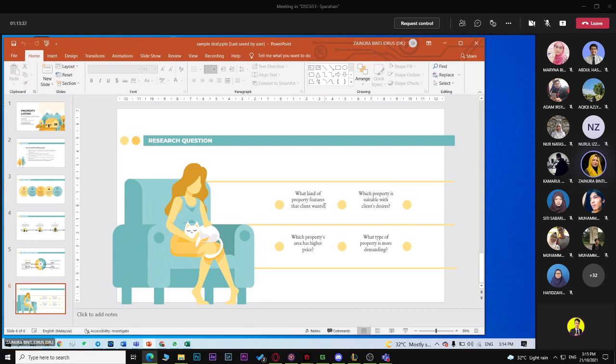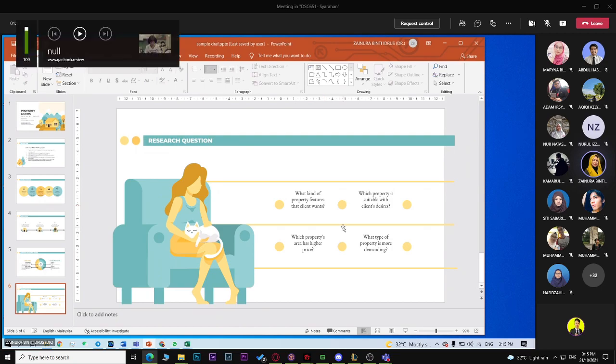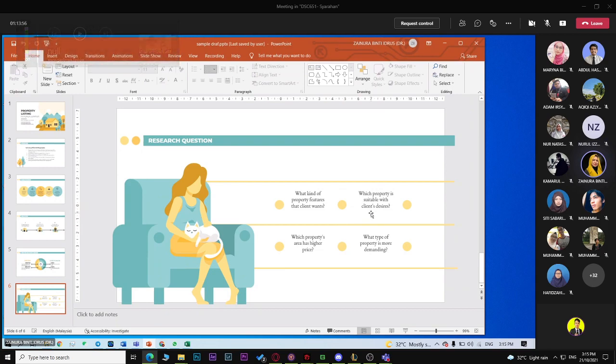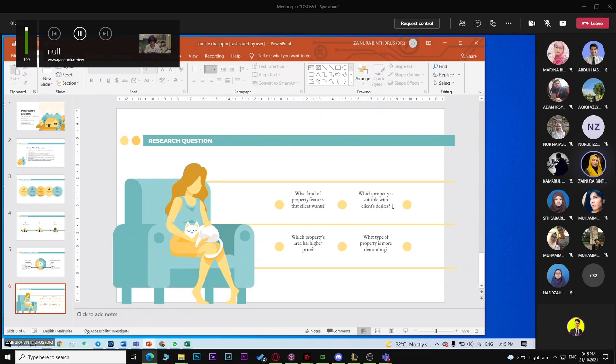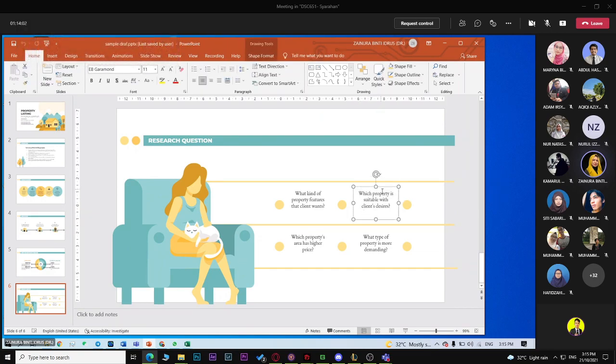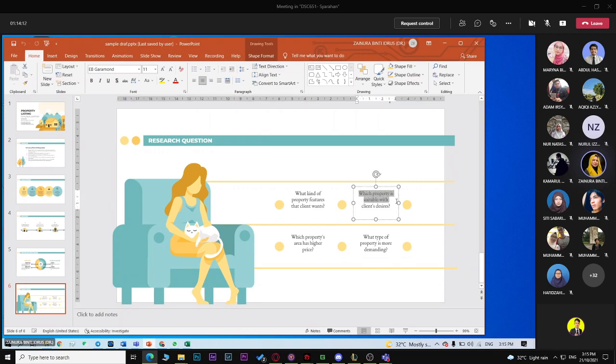For youngsters, they want in the middle of town, tall flats, they want a nice view, must have a lift, things like this. They don't mind paying the monthly maintenance fee, right? Monthly maintenance fee higher, they don't mind paying. But elderly, so answer the question here. So, which property is suitable with client desire? What are the client desire? What kind of property is suitable? Property suitable with client desire.